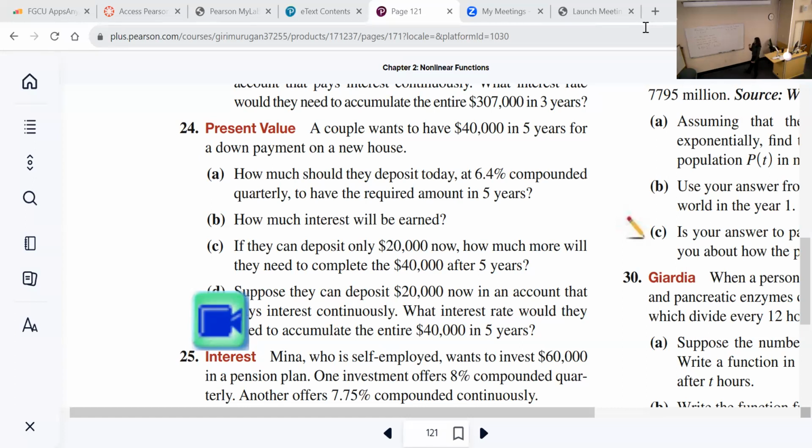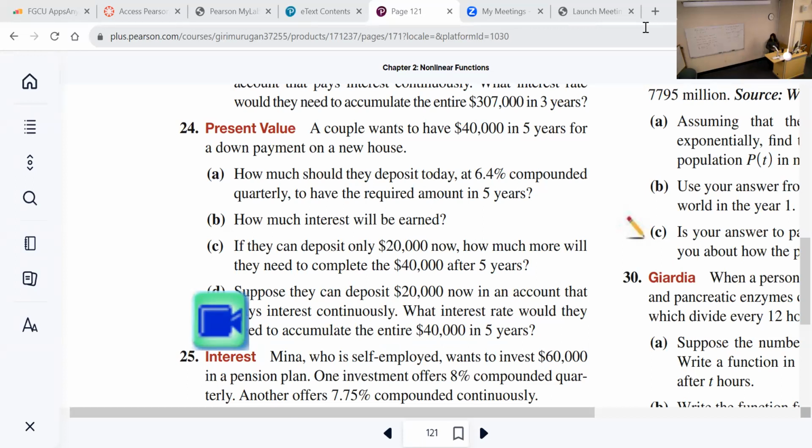What is the amount that the couple is looking for in order to go for a down payment? 40,000. So here's a question: is A 40,000 or is P 40,000? A is 40,000. Just put in all the values. How do we find this answer? Well, 40,000 would equal P times (1 + 0.064 divided by 4), 0.016 plus 1, 1.016 raised to 20.